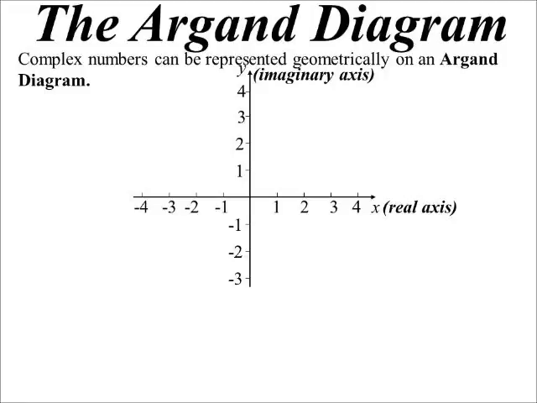We said we can't place complex numbers on the number line, and that's true. But we still want a way to visually represent the numbers and where they sit. And we do that using what's called an Argand diagram, named after a Frenchman, I think.